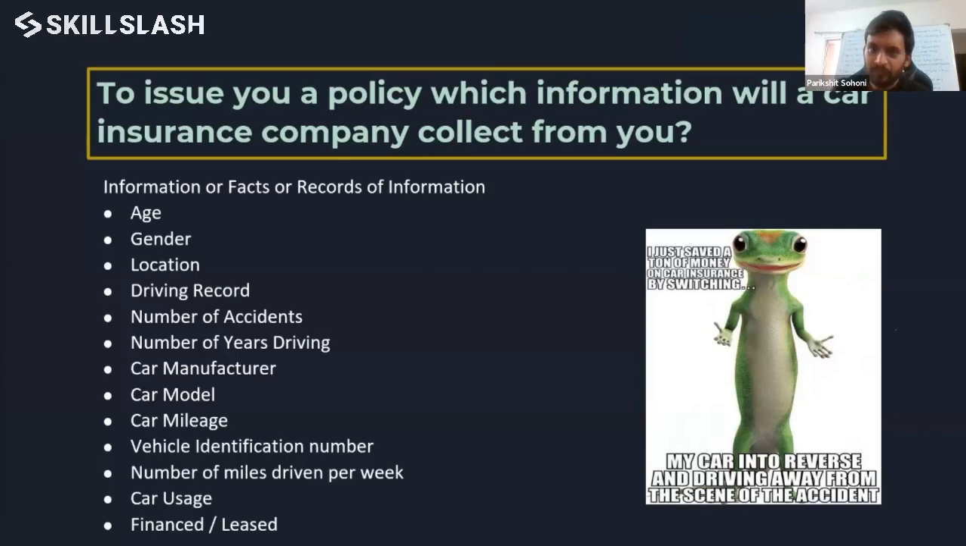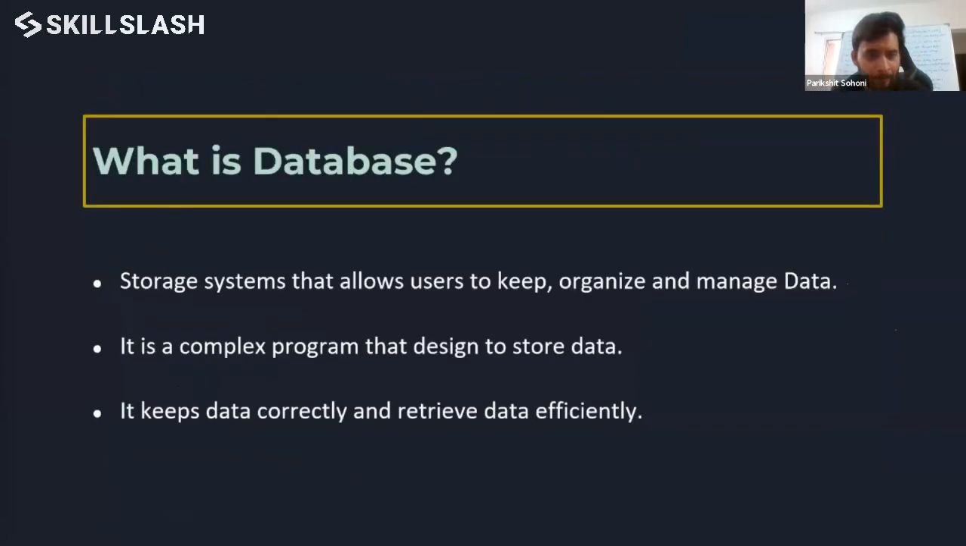Okay, perfect. Great. So we'll just try to drill deeper on what this database is. Okay, so as I said, a database is a storage system that allows users to keep, organize, and manage their data. Okay, so it is a complex program designed to store this data. Complex as in there are many connections to it. Okay, it is not complex to design. It is not very difficult to conceptualize. Complex meaning there are multiple links and connections with each and every database. That's why it turns out to be a complex system.